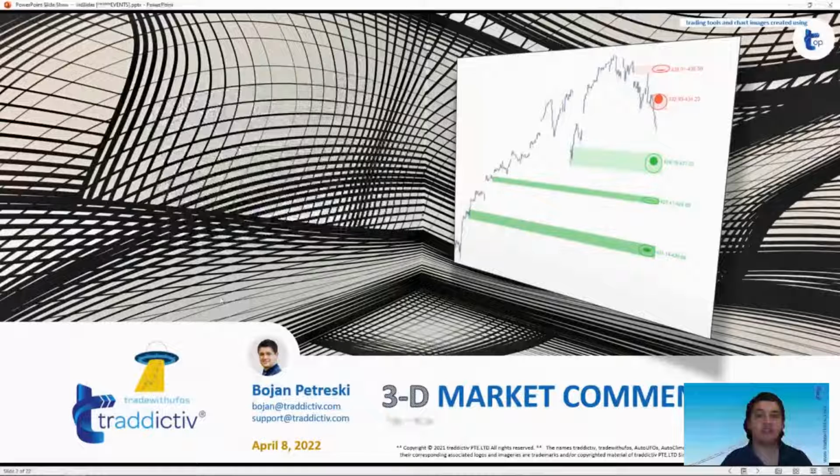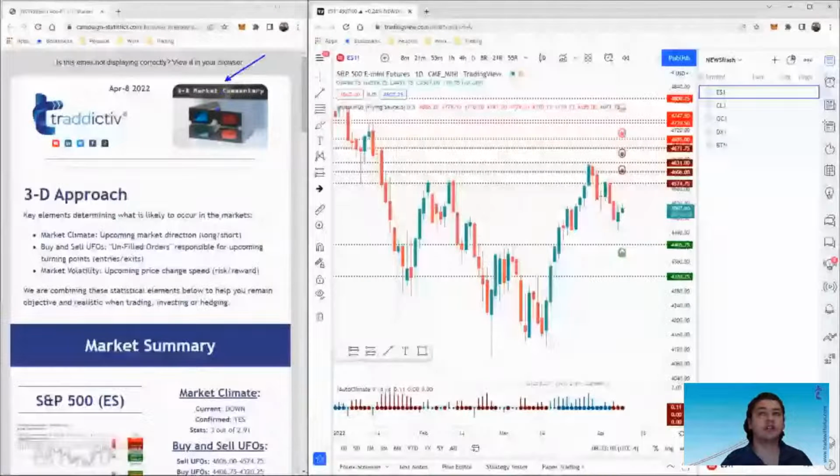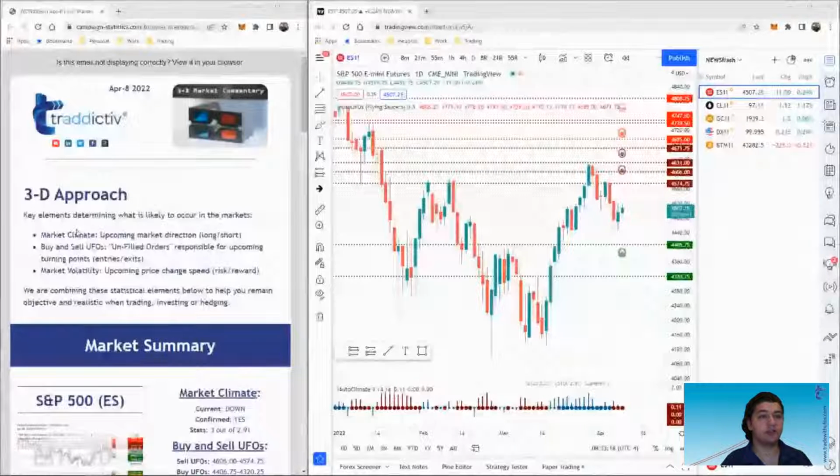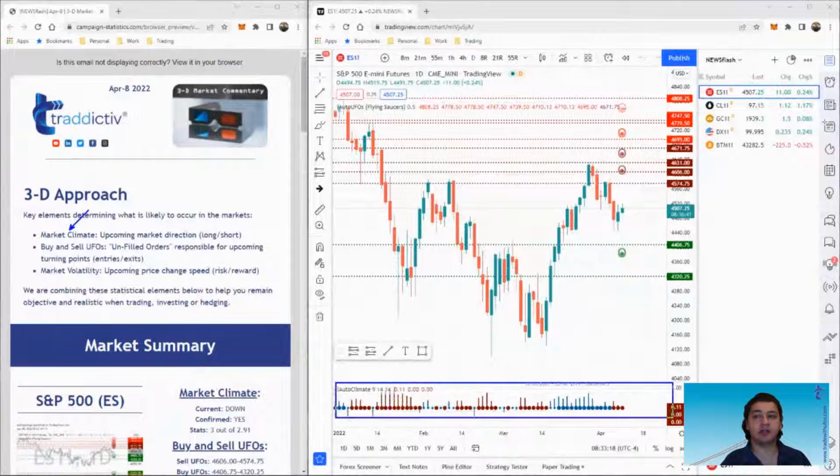This is what the market commentary would look like in your inbox right here. Call it a 3D market commentary because we utilize a 3D approach. What does that mean? We utilize three dimensions that we analyze to get a statistical, objective and realistic approach when it comes to trading. The first one is the market climate, the indicator down below, that gives us the potential long or short opportunities for the market.